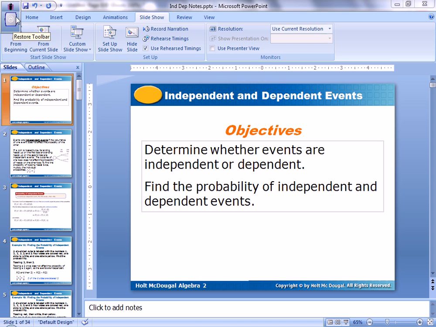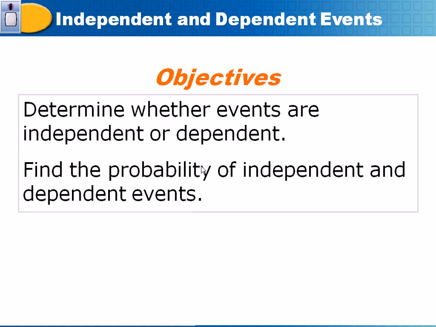To look at some examples on probability. All right, so what we're going to do today is determine whether events are independent or dependent. Independent does not affect each other, dependent does. And then learn how to find the probabilities. How does that change what we do when we find the probabilities?